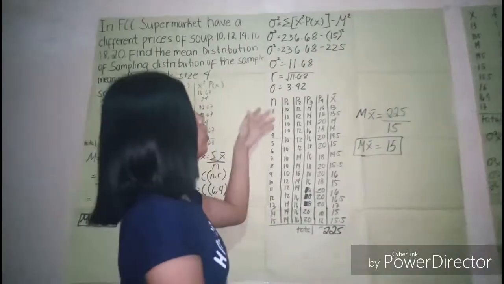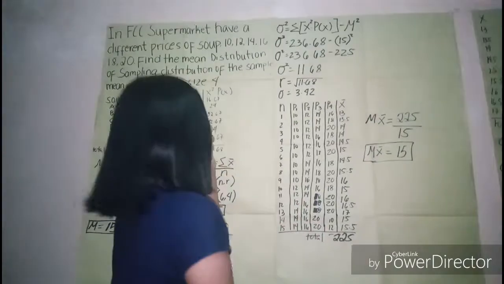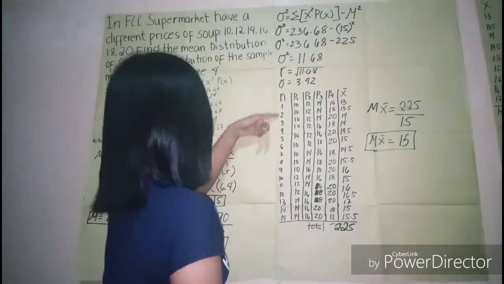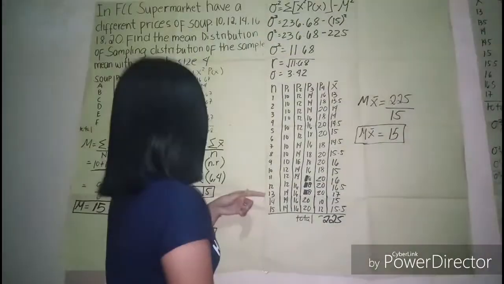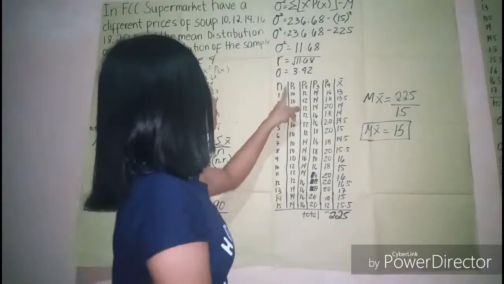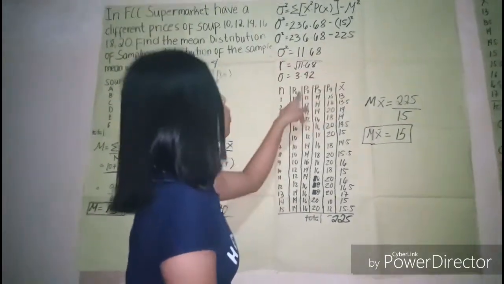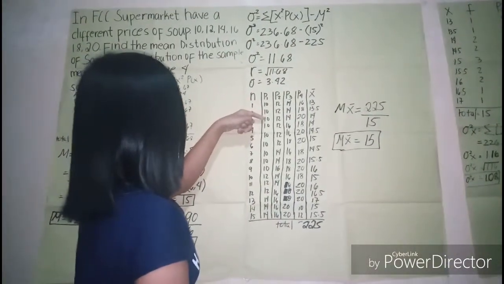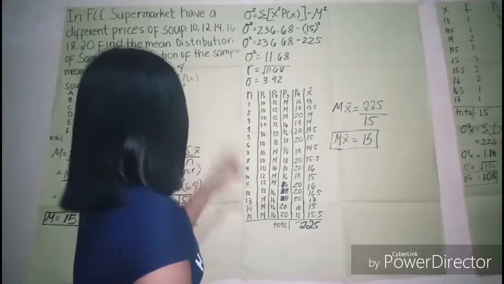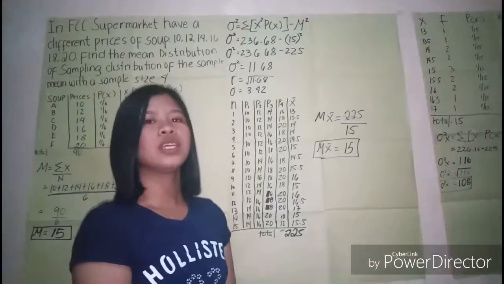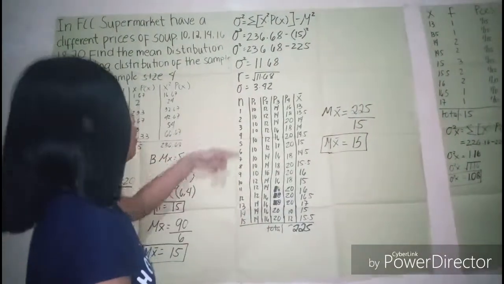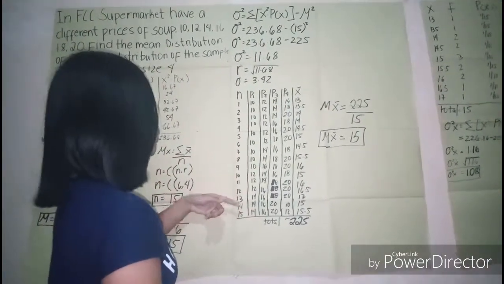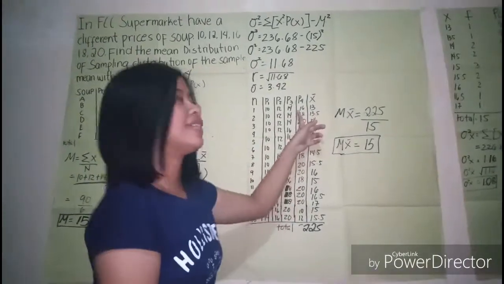So now, we have made the table, let's discuss it. This N is our number of samples: 1, 2, 3, 4, 5, 6, 7, 8, 9, 10, 11, 12, 13, 14, 15. Then at the top are our prices. The first is 10, 10, 10, 10, 10, 10, 10, 10. We do the samples first. So these are our possible samples.